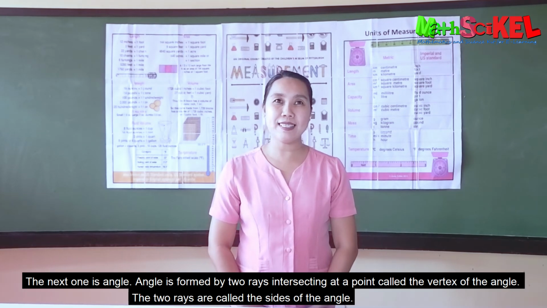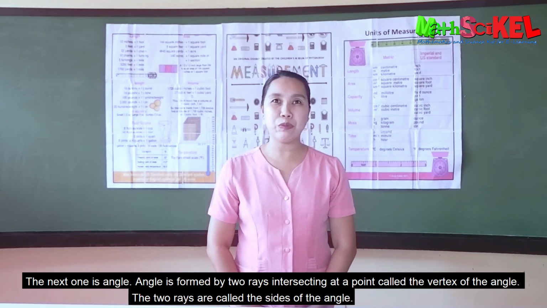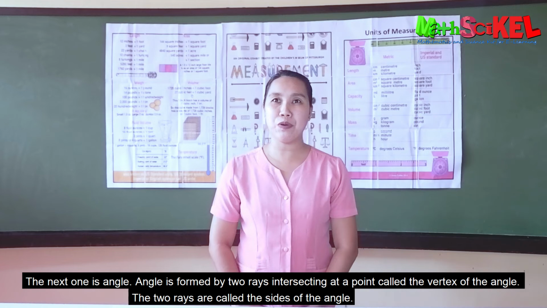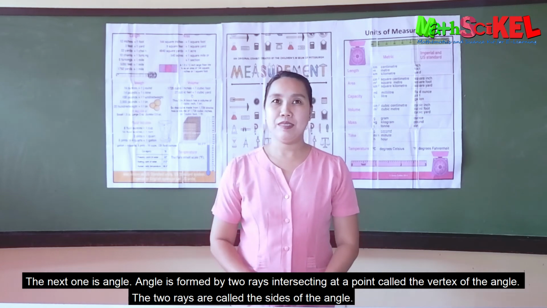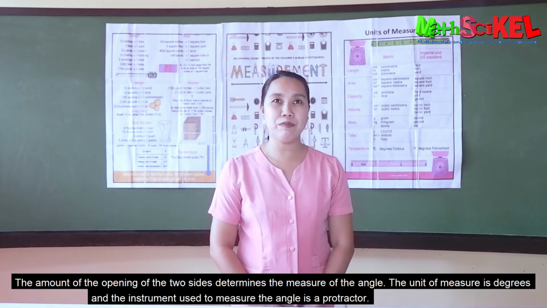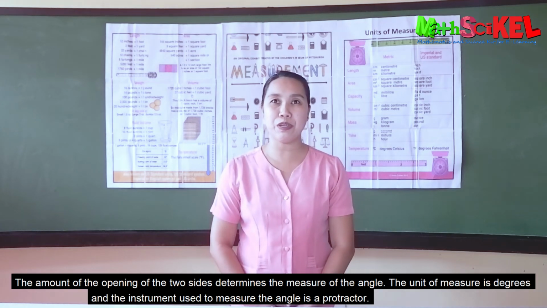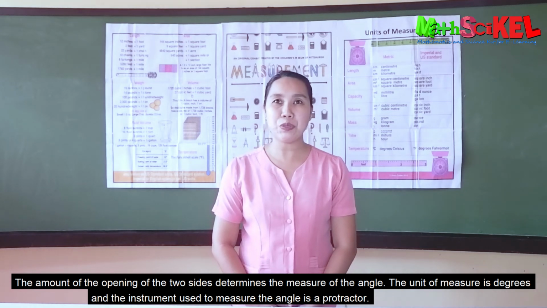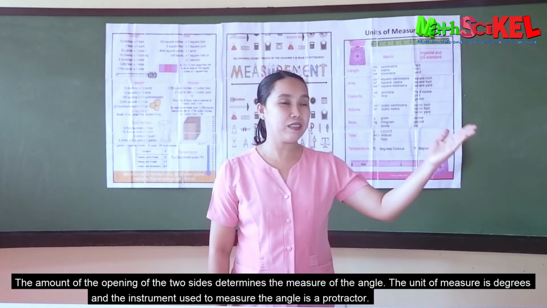The next one is angle. Angle is formed by 2 rays intersecting at a point called the vertex of the angle. The 2 rays are called the sides of the angle. The amount of the opening of the 2 sides determines the measure of the angle. The unit of measure is degrees, and the instrument used to measure the angle is a protractor.